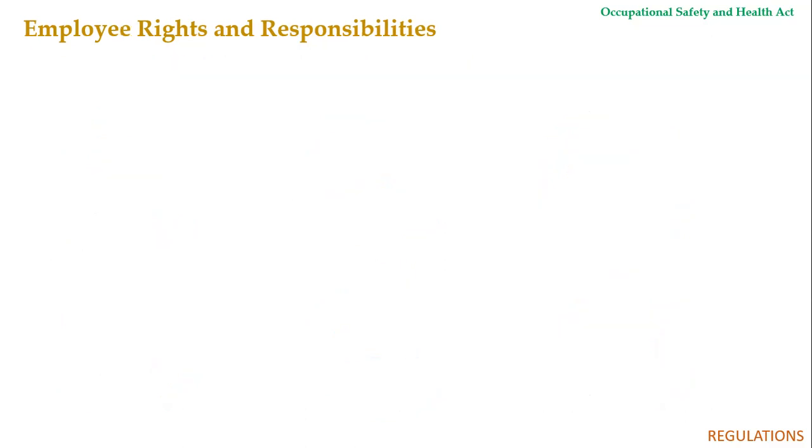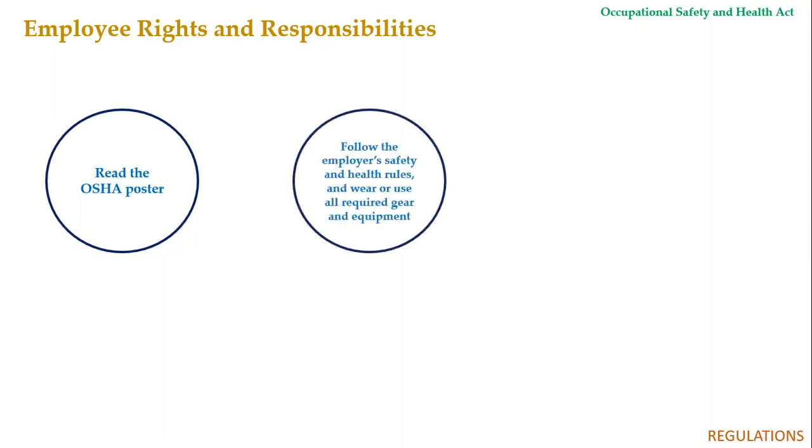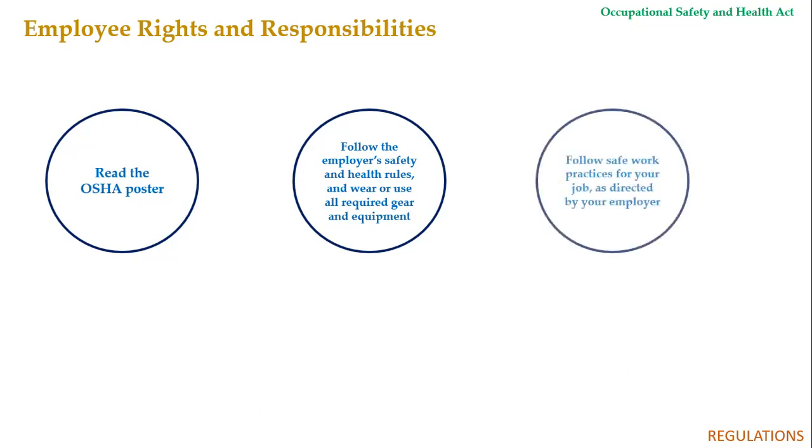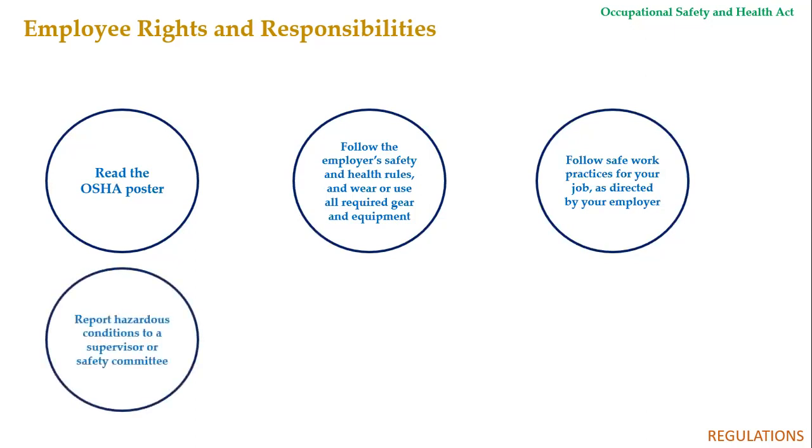Now, what are the employee rights and responsibilities? So the employee should read the OSHA poster, follow the employer's safety and health rules, and wear or use all the required gears and equipments. The employee should follow the safe work practice for the job as directed by the employer.